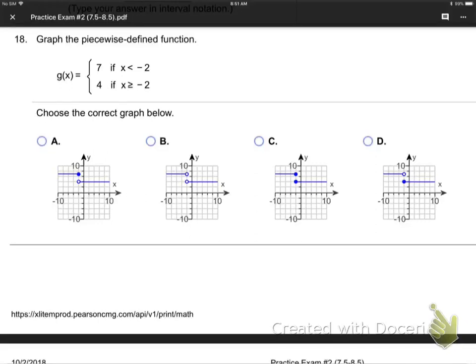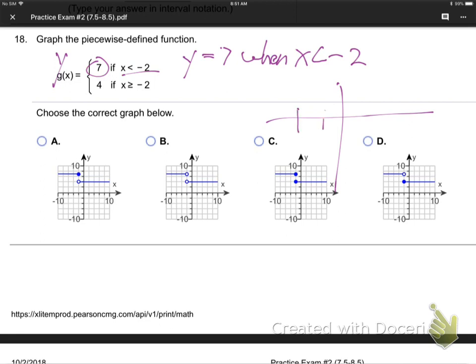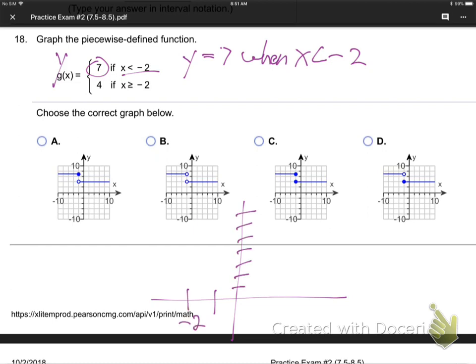Okay, so here in number 18, basically y is 7 when x is less than -2. So on a graph, do it right here. So here's -1, -2. So y is at a height, well, I'm running out of room here. Let me move it down here. So at -1, -2, 1, 2, 3, 4, 5, 6, 7. Why is it a height of 7?